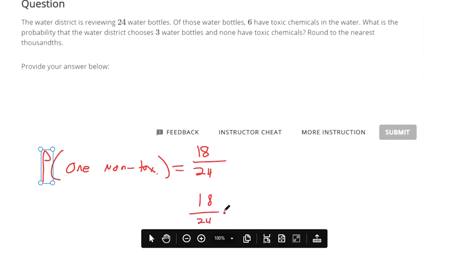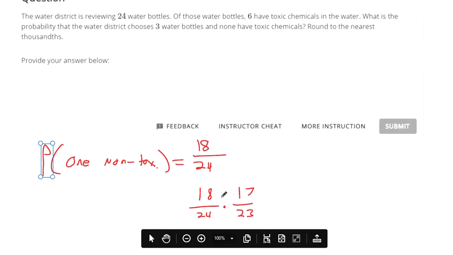and multiply. It's 17 out of 23 because we've already selected one of the 24 water bottles. Now there's only 23 more to pick from. And we've already picked one of our water bottles, and in our hands is one of the non-toxic ones. So now there's only 17 non-toxic ones. And then there were 16 non-toxic ones. And then for the same reason, there's 22 left.